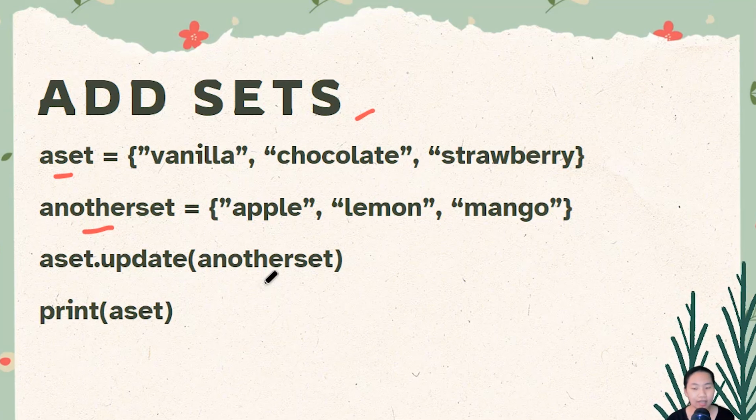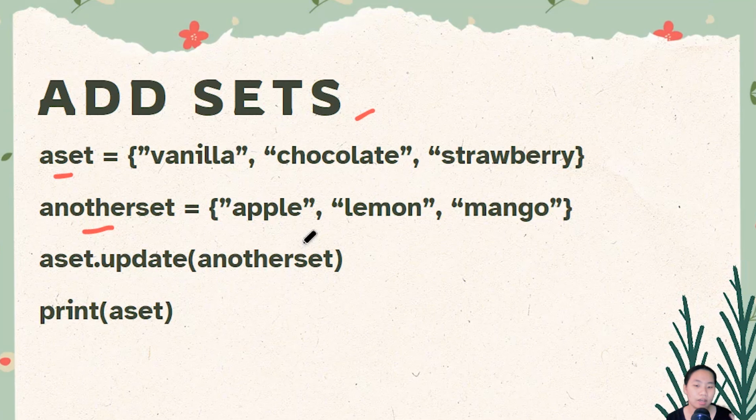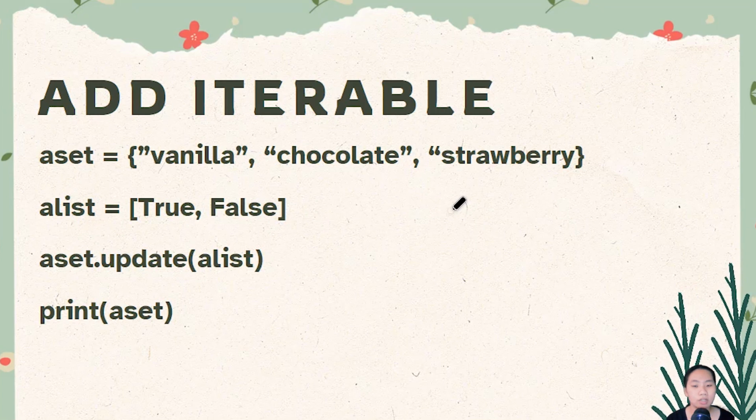Now, if I print this out, what do you think will happen? Well, we would have an aggregate of all of the values that we see here. However, I cannot guarantee the order because once again, sets are unordered. Therefore, the values that you print out are going to be randomized, okay? Last but not least, we're looking at adding an iterable.